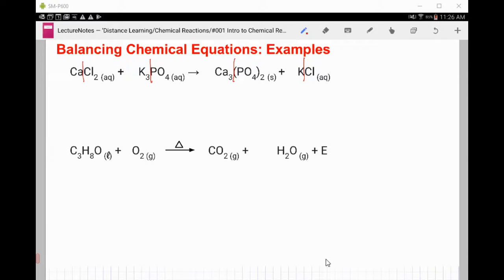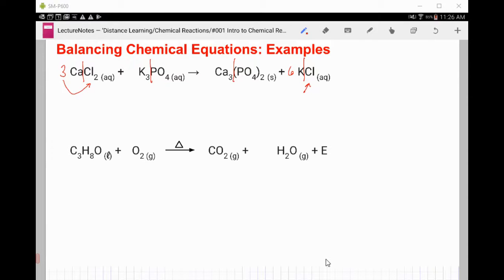But on the left here, I see that I currently have 1 calcium, and there's 3 of them on the right. So I could start off by putting a 3 here, because if I have 3 calcium chlorides, then there would be 3 calcium ions. By doing that, if I have 3 of this compound, I would have a total of 6 chloride ions. And on the right, there's currently only 1 in there. I cannot put a 6 here, because that would not be the formula for potassium chloride. What I can do is have 6 of those potassium chlorides.